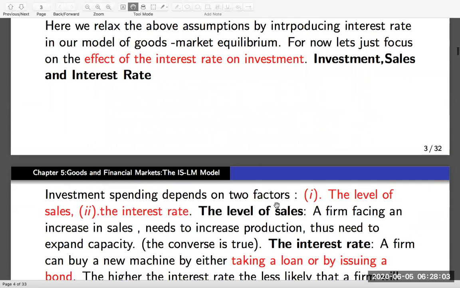So investment spending actually does depend on two factors, i.e. investment is a function of sales, i.e. sales is just the output. We are saying that there is no inventory. So your investment then is a function of your output, your income, and your interest rate. Now, our investment then is positively related to your income. When your income levels are high, we invest more.